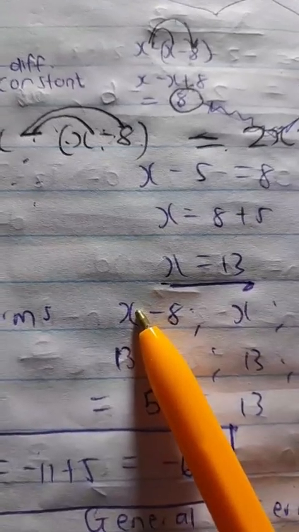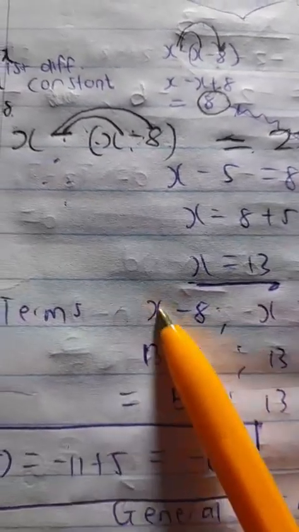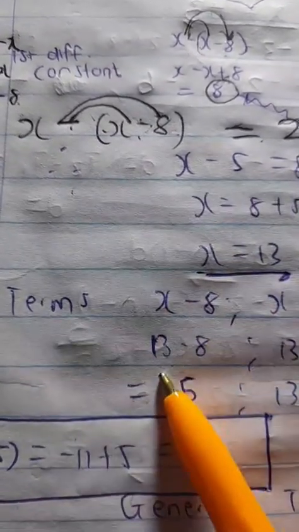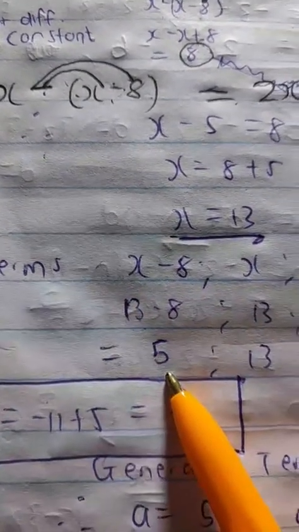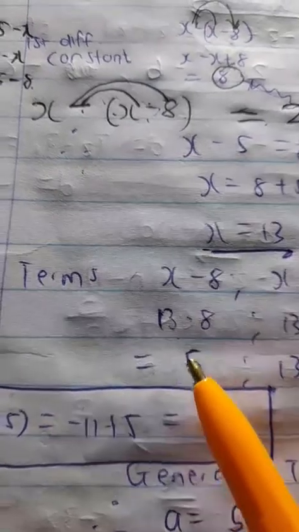Very good, Olerado, I'm glad you get it. You take that 13, you substitute it in the place of x. What's 13 minus 8? Gives you 5. Because 13 now minus 8 gives you 5. So it means the actual term was 5, the first term.